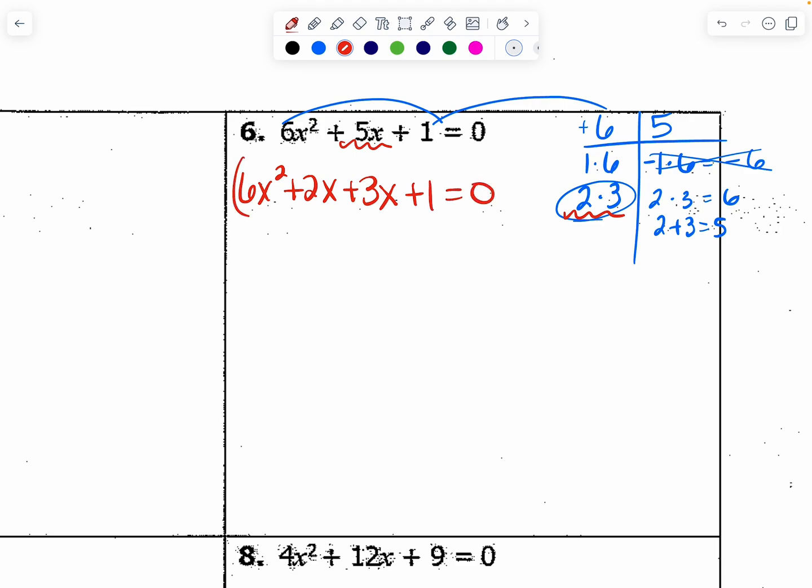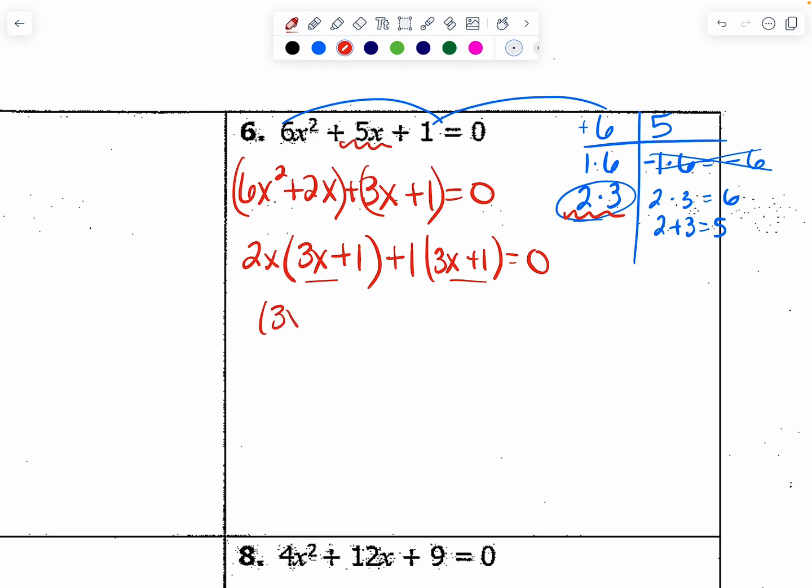All right, I'm going to do grouping this time. So if I look at the first two, I have 6 and 2. I can divide those both by 2, and then they both have an x. So this leaves me with 3x plus 1. And then my second one is 3x plus 1, so they have nothing in common, so I bring out a 1. My parentheses match, so 3x plus 1 times 2x plus 1. Those are my leftovers. Again, this equals 0.